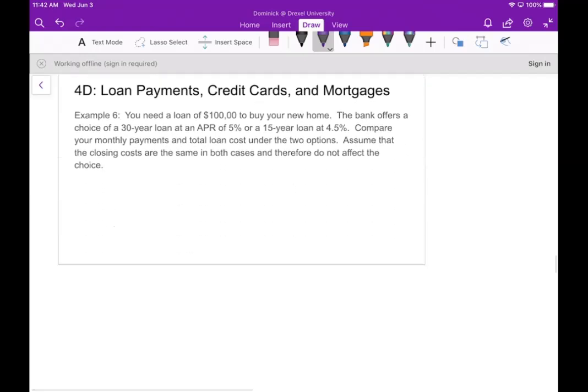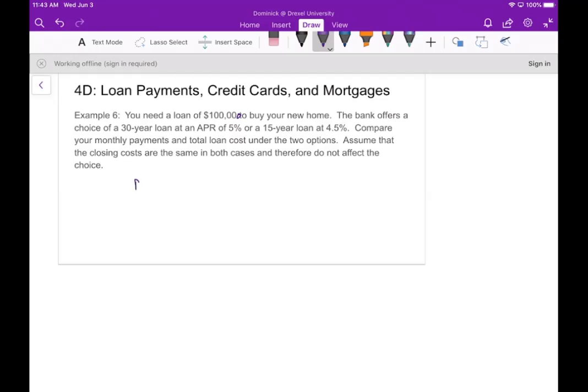Okay, so let's do an example. Now you need a loan of $100,000 to buy your new home. I'm missing a zero here. The bank offers a choice of a 30-year loan at an APR of 5% or a 15-year loan at 4.5%. We'll compare the monthly payments and the total loan cost under the two options. Just for the sake of simplicity, we'll assume that the closing costs are the same for both scenarios, so they don't affect the choice we're going to make here.